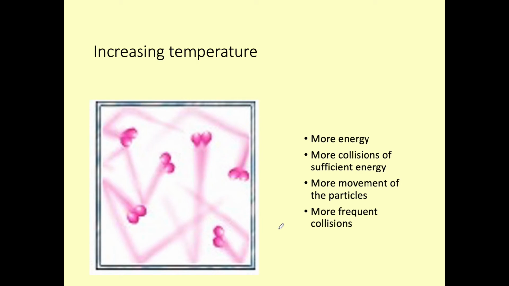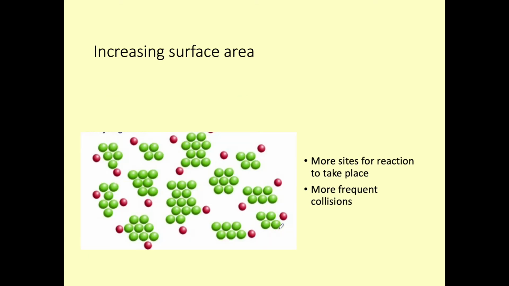Our temperature one we have looked at with the simulation, but we're giving those particles more energy, and so they're having collisions that have enough energy in order for the reaction to happen, so more particles overcoming that activation energy barrier. But also the particles are moving more, and so we're also having more frequent collisions. And as we just said, increasing the frequency of those collisions increases the chance of a reaction happening.